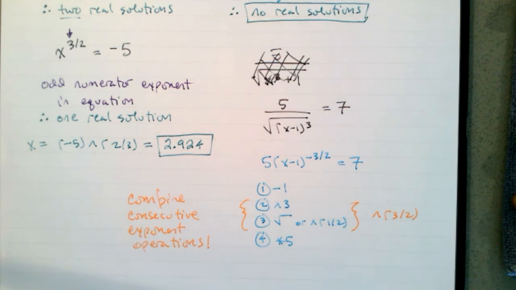We want to make sure that we combine our consecutive exponent operations. We also notice that things are being raised to the negative 3 halves, since the 5 is being divided by this square root. So I should have called out one of these exponents as being negative. So just remember, combine consecutive exponent operations.